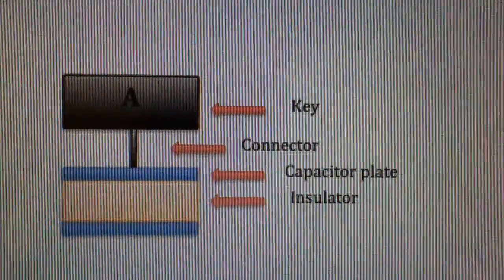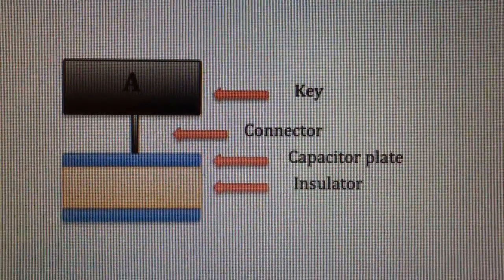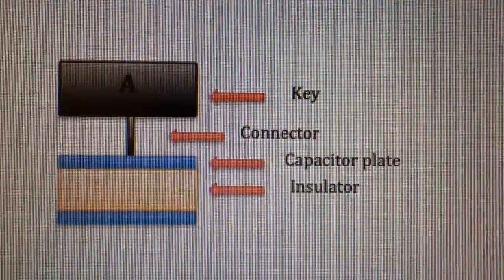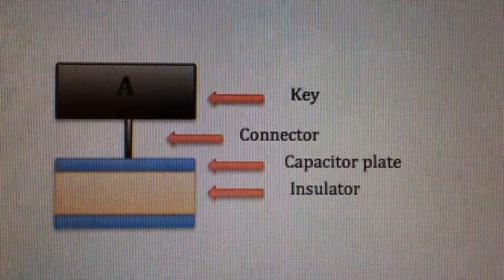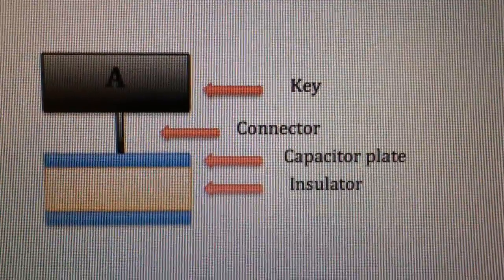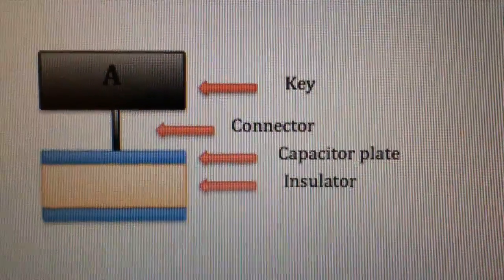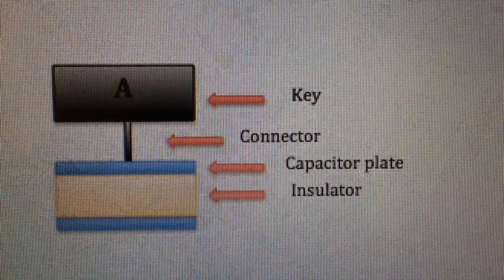And so what happens is when you press the key down when you're typing, the capacitor plates become closer, like we said earlier, and so distance becomes smaller. And this change in capacitance creates a potential difference delta V, and this delta V is registered by the computer, which allows for the letter to show up on the screen.